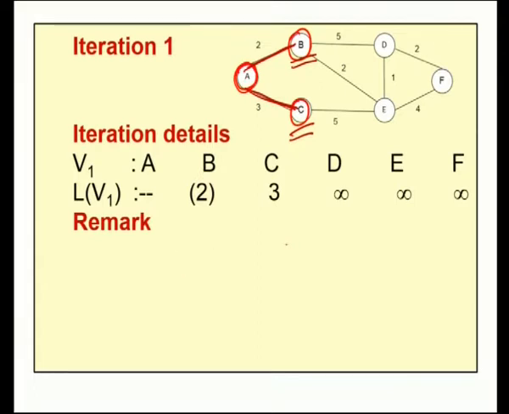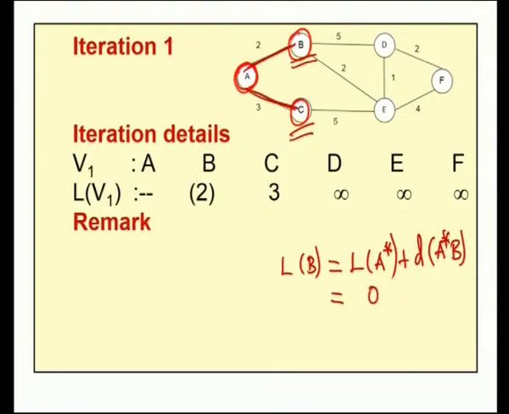Since B and C are connected to A by a direct edge, B and C are adjacent to the node A. Now, we have to compute the labeling for B. So, L of B, the labeling for B, is, since the initial node is A, L of A star plus the distance from the node A star to node B. This is the formula for assigning the labeling for the node B. L of A star is 0 plus the distance from A star to B, which is 2. So, 0 plus 2, 2. Therefore, for node B, we assign the label value as 2.